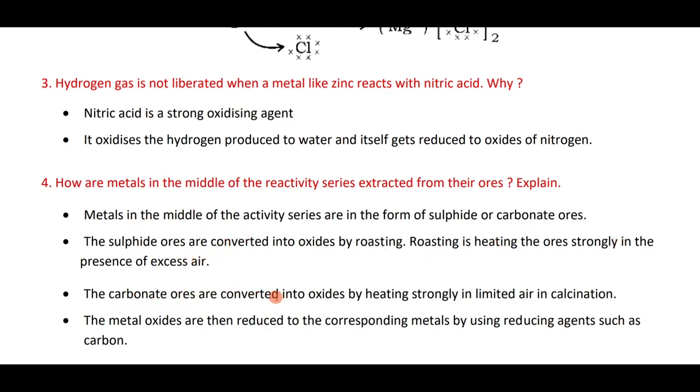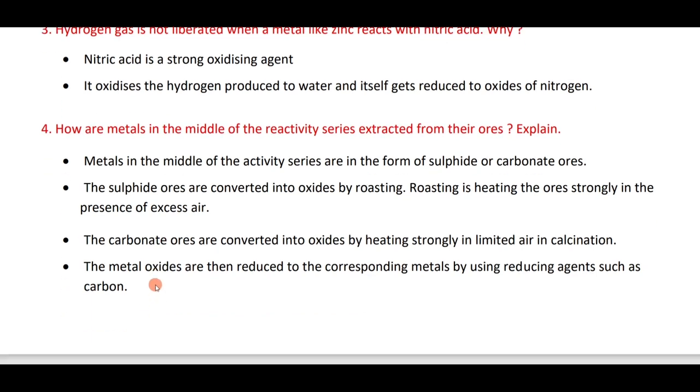The carbonates are converted into oxide by heating strongly in limited air. It is called calcination. Sulfide ores are converted into oxide by roasting. Carbonate ores are converted into oxides by calcination, that is heating in the absence of oxygen. Roasting is heating in the presence of oxygen. The metal oxides are then reduced to corresponding metals by using reducing agents such as carbon.